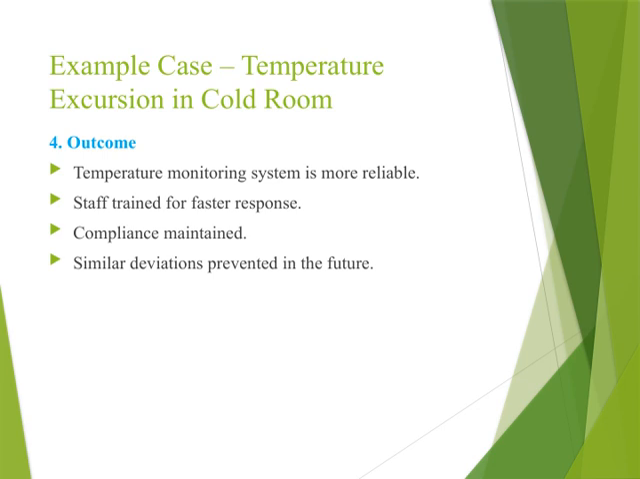Additionally, we trained staff to respond more quickly and effectively when issues arise. This faster response time can make a big difference in minimizing risks and preventing damage. We also ensured that compliance was maintained throughout the process, which is essential for meeting regulatory standards and avoiding potential penalties. And finally, by addressing this specific deviation, we were able to prevent similar issues from happening in the future. This case really highlights how improving monitoring systems and staff readiness can enhance overall control and safety in our operations.